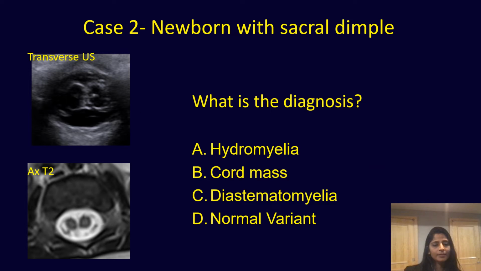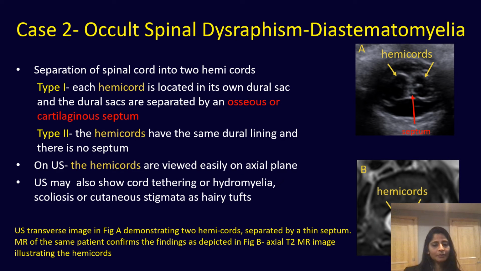The next case was of a newborn with sacral dimple, and we have an ultrasound image with a corresponding axial T2 MR image. What is the diagnosis? And this was a case of diastematomyelia, as demonstrated well in these ultrasound and MR images, where we see hemicords, and on ultrasound the intervening septum is well evident.